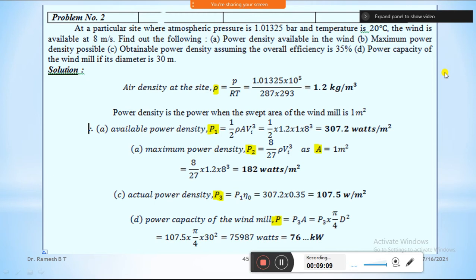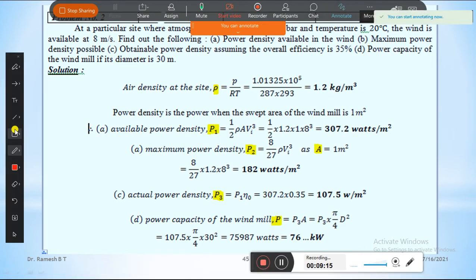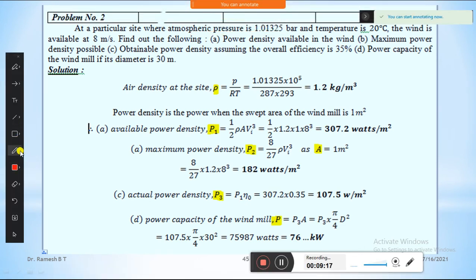At a particular site, at a particular location, the atmospheric pressure is given directly as 1.01 and the temperature is 20 degrees centigrade. The wind is available at 8 meter per second, that is the velocity. From these two data you will get the density of air. So density of air and the velocity combined will produce the wind power. So find the following by using these data.